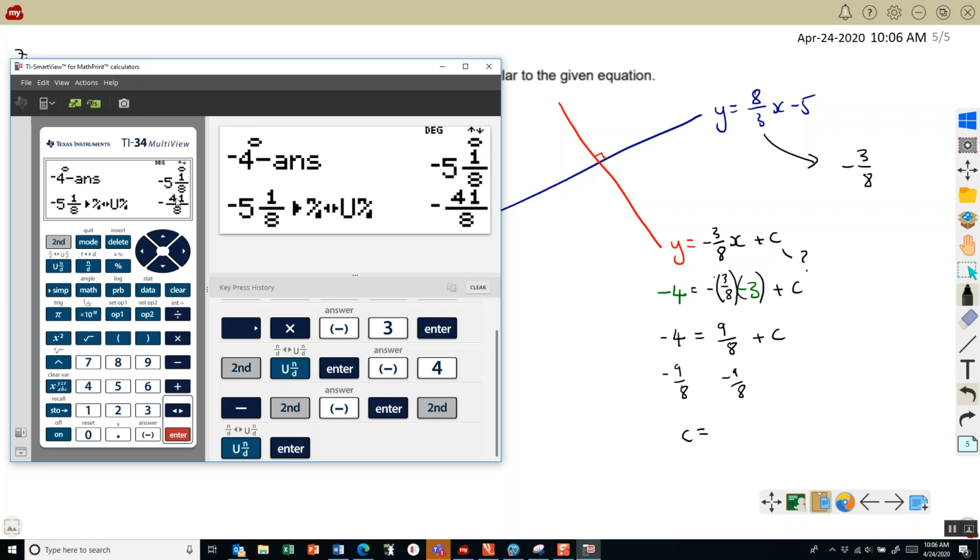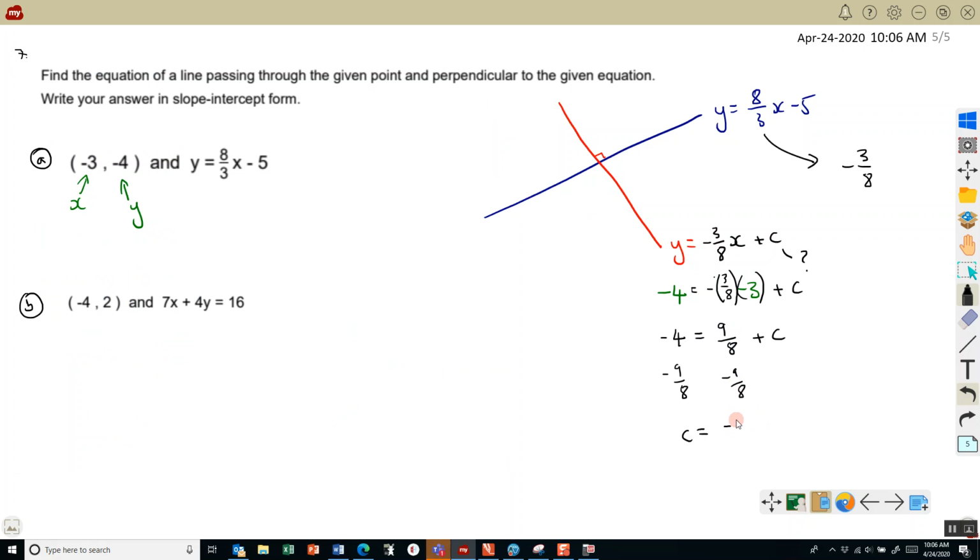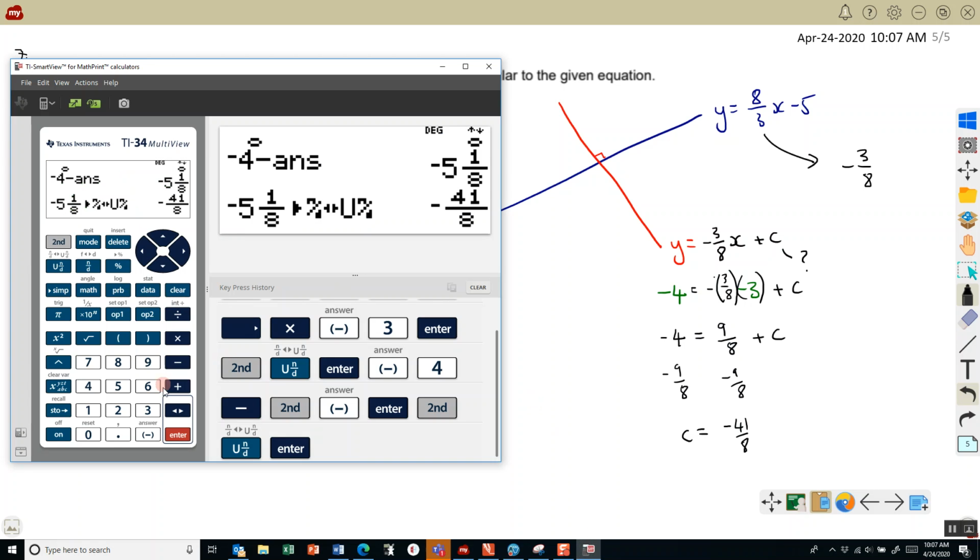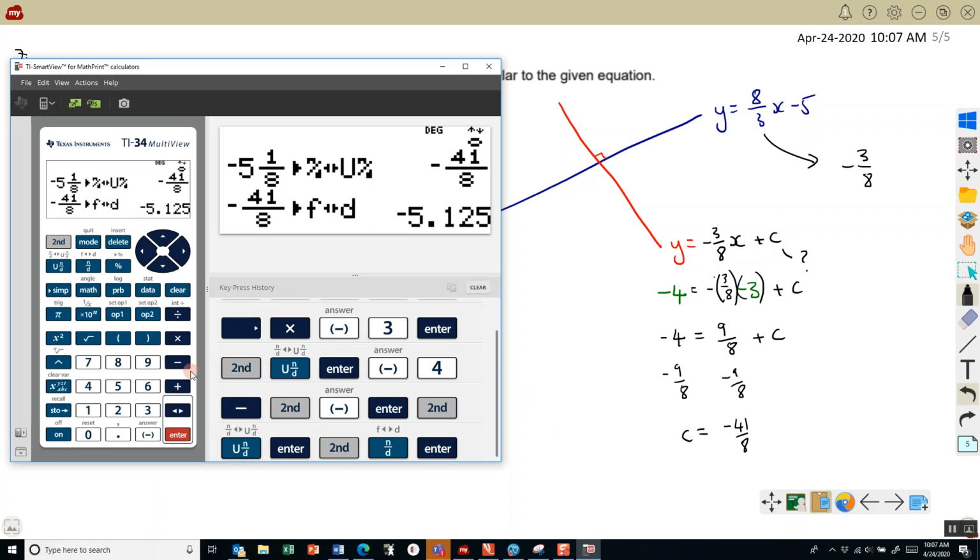So let me write that down. So my equation is y equals negative 3 over 8x minus 41 over 8. And I don't mind if you put it as decimals as long as you round correctly. You can change it into decimals. There we go, using the fraction to decimal button. Now make sure you can use your calculator and you know how to do all this stuff on there. It'll make your life so much easier.